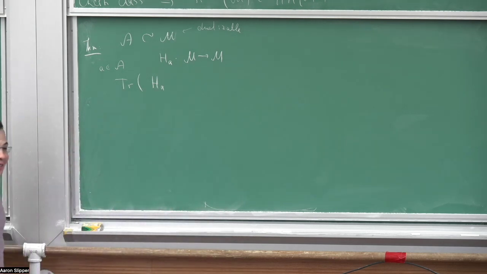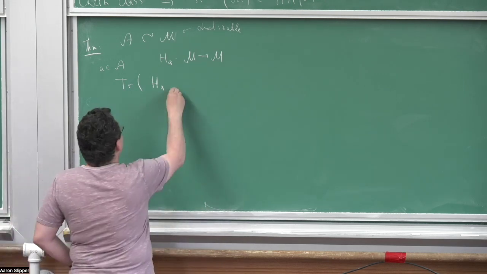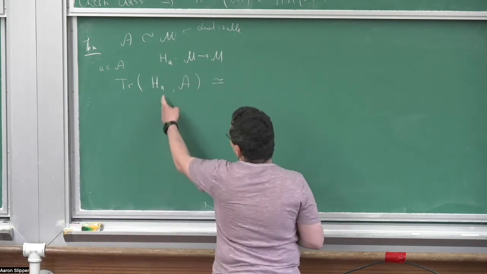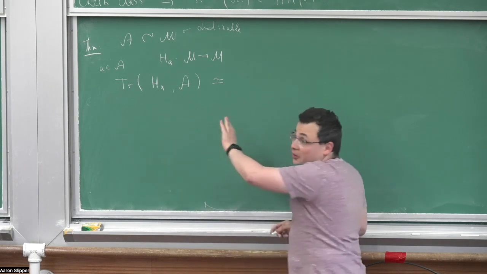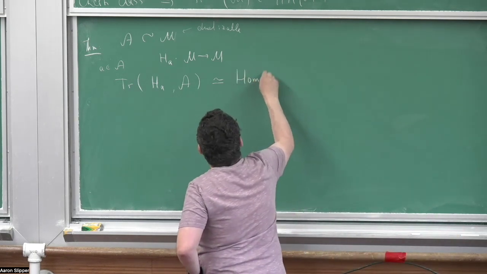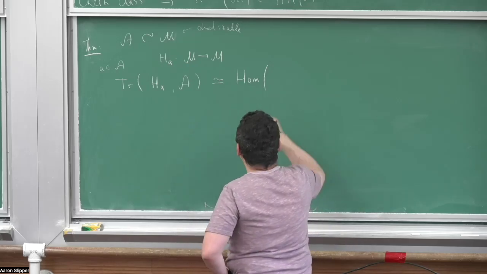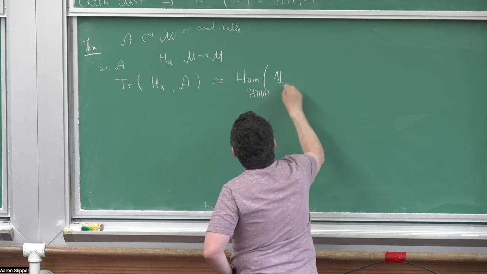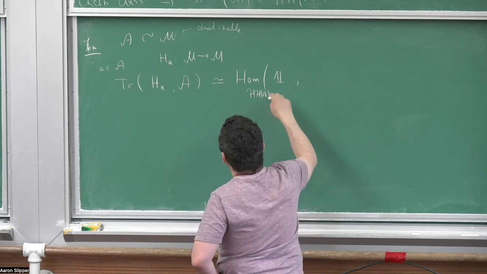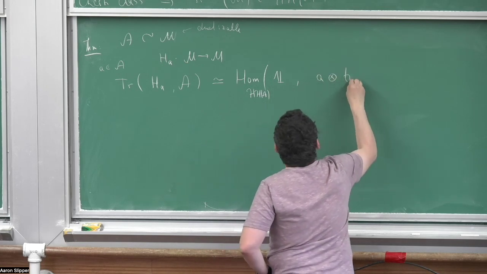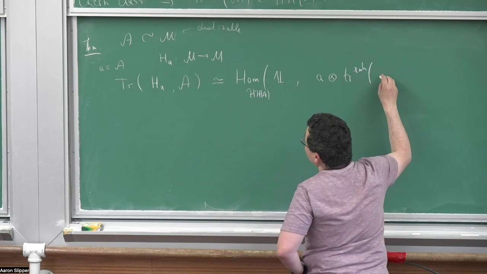Two is time dilation. So this acting on A. If you take A to be the unit, this is just the trace of A. So this is just from, in this functional homology category, from the unit into A tensor trace enhanced of M.